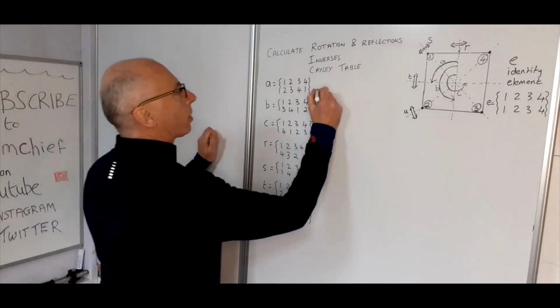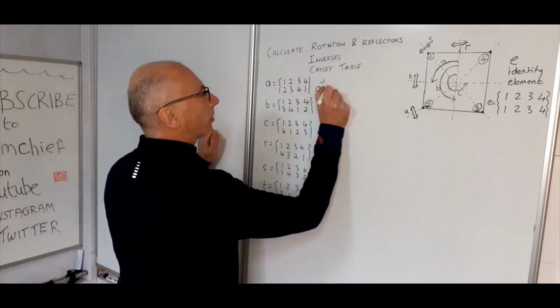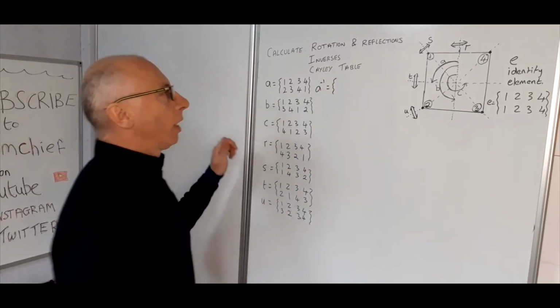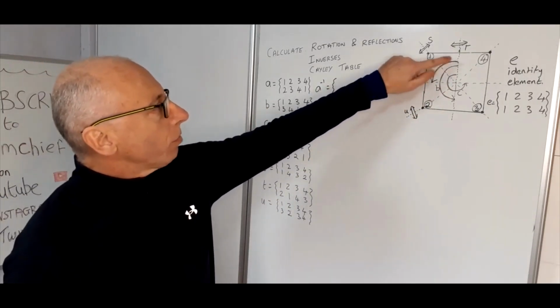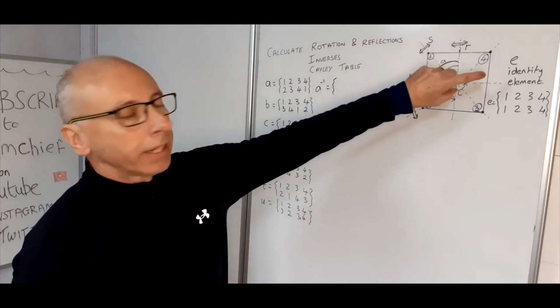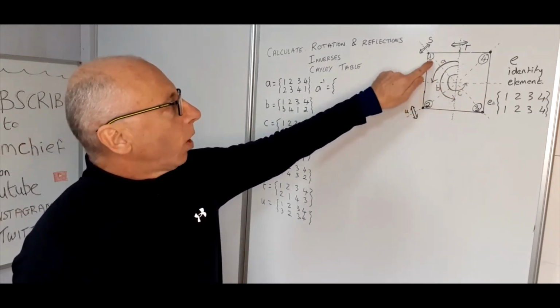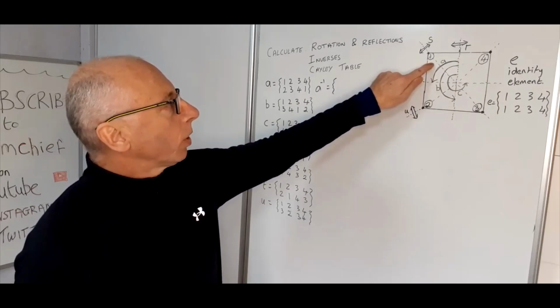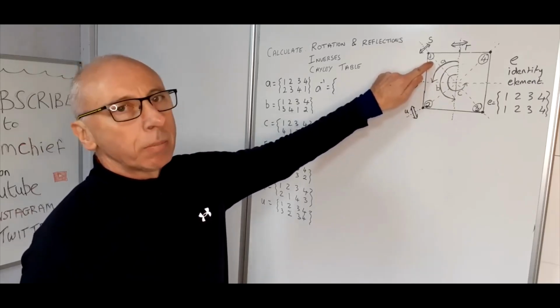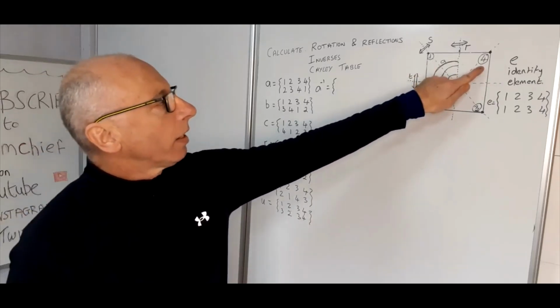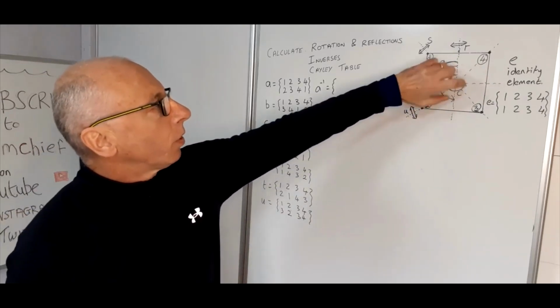Okay, so for the inverse of A, we're looking at what will happen with this rotation if we then go back again. So if point 1, where will we need to start at point 1? Where will we need to start at to end up at point 1? So here our inverse point will be point 4.